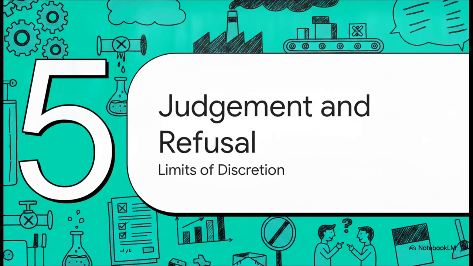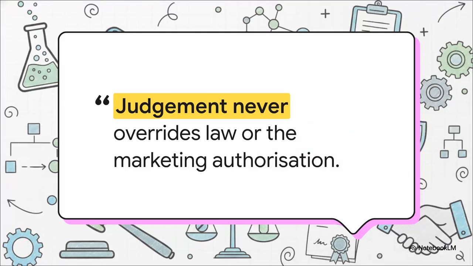Section 5, Judgment and Refusal. Let's look at the strict limits of a QP's professional discretion when things inevitably go a little sideways in manufacturing. We need to drop the hammer on the single biggest misconception regarding QP discretion. Judgment never, ever overrides law or the marketing authorization.